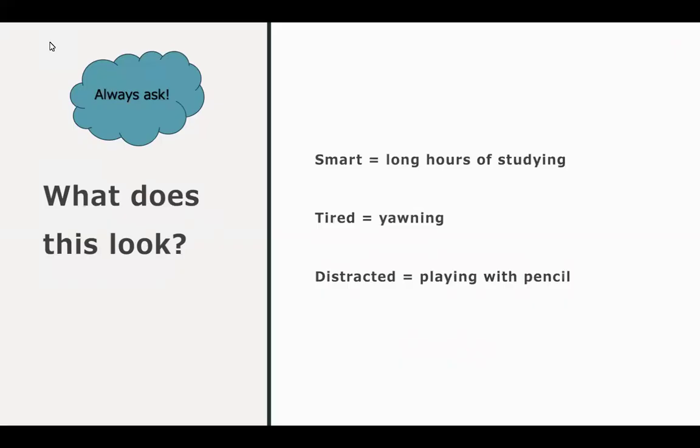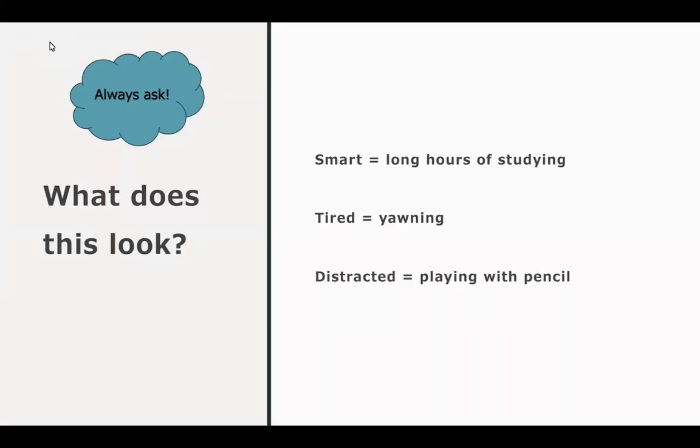So what does this look like? What does that behavior look like? What do the words that I mentioned look like in your students? What have you noticed in your students to cause you to say these labels about them? For example, you say your student is smart because you always see her studying long hours before a test. And why do you think this other student is tired? You saw him yawning. And lastly, playing with a pencil is something done by someone you assume is distracted. So all these examples of these words are observable behaviors and not just labels.